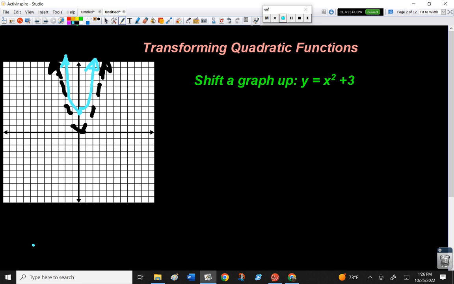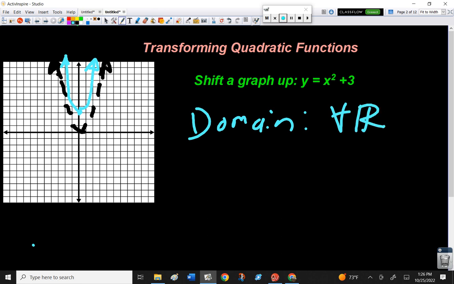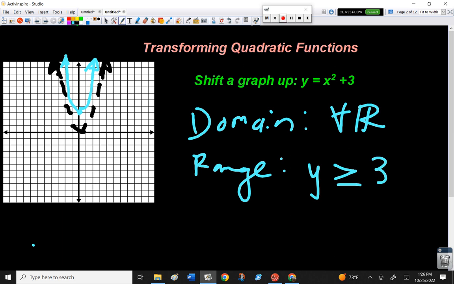The domain is still all real numbers because all quadratics have all real numbers for the domain. The range this time, however, is going to be y is greater than or equal to 3. Because we shifted it up 3 units, the lowest point now is at 3.